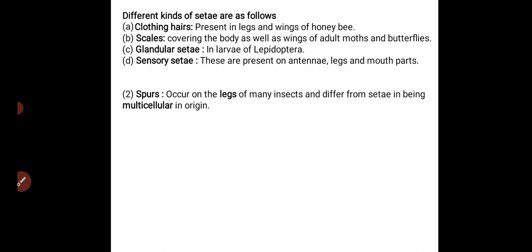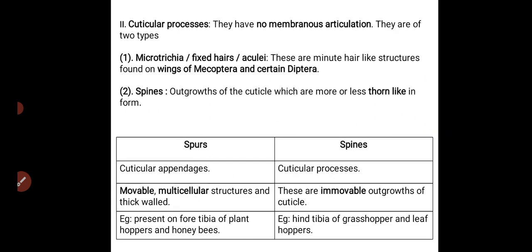Different kinds of setae are as follows: clothing hairs, present on the legs and wings of the honeybee; scales, covering the body as well as the wings of adult moths and butterflies; glandular setae in larvae of Lepidoptera; sensory setae, present on antennae, legs and mouth parts. Spurs occur on the legs of many insects and differ from setae in being of multicellular origin.